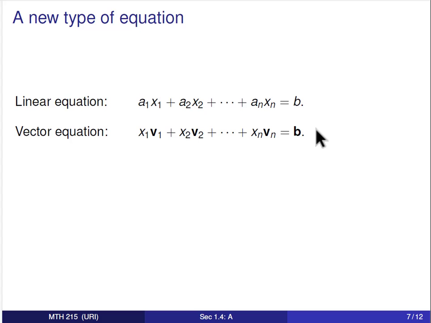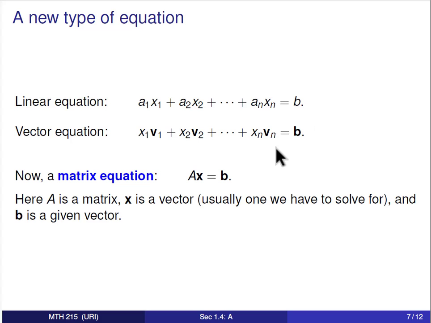And now we're going to introduce another type of equation, Ax equals b. Now here, A is a matrix, x is a vector, and b is another vector. And just like in the vector equations, usually what we want to do is solve for the x1, x2, and so on. And here, those are entries in the vector x. So the vector x is usually the thing we're solving for in this matrix equation. A and b are given to us.